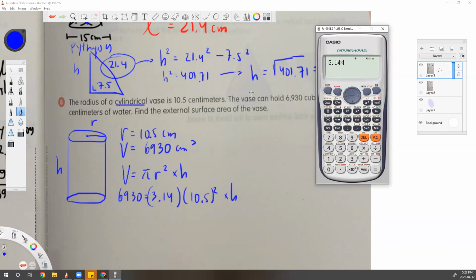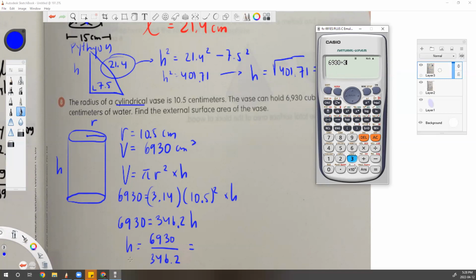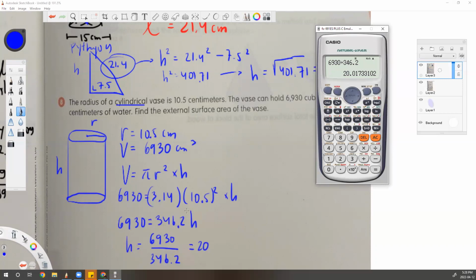So 3.14 times 10.5 squared. The answer will be 346.18, or 346.2, times height, equals 6930. So the height will be found by dividing: 6,930 divided by 346.2. The answer is about 20. Actually it's not exactly 20, it's 20.0 something, but with rounding you will get 20 cm.